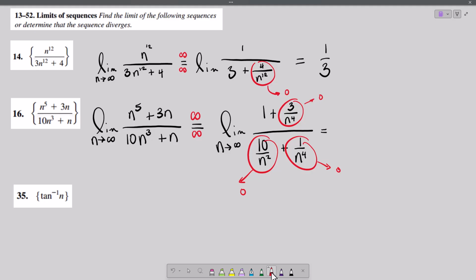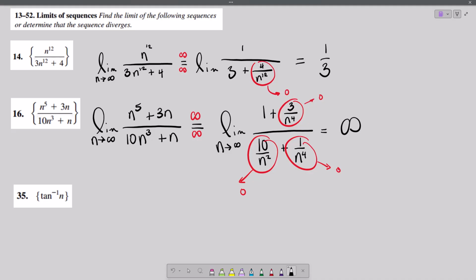The numerator is going to plus 1. So are the fractions positive, negative, or some mixture? The fractions are always positive because the top's always positive, 1. The bottom's always positive, going to 0. So 1 divided by 0 in this case is going to be positive infinity because everything is positive.